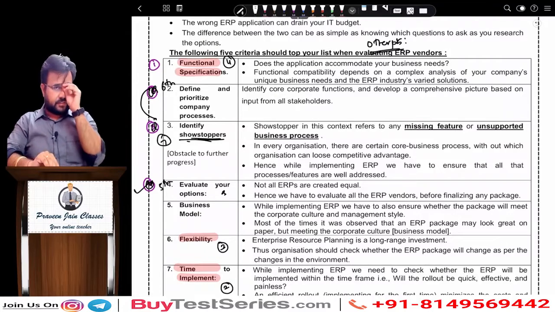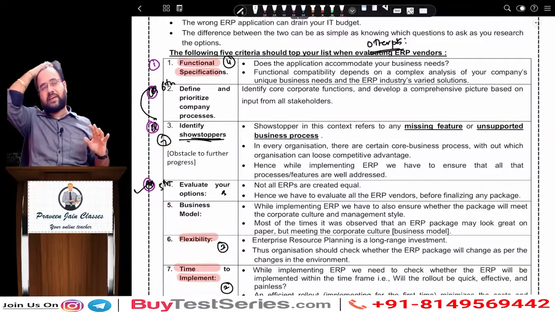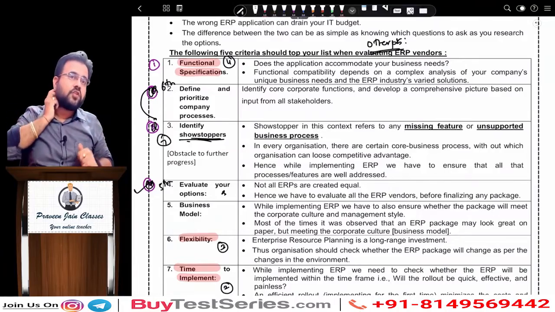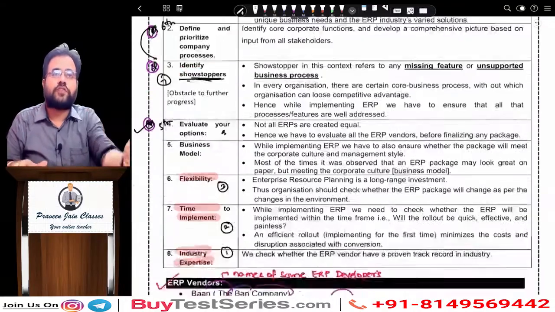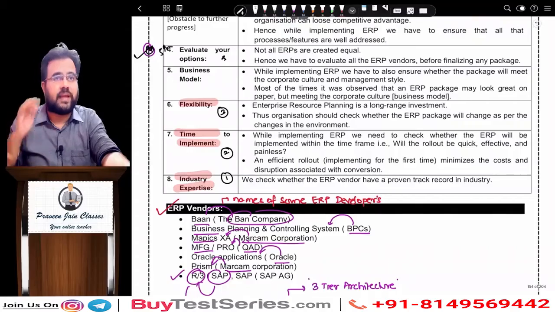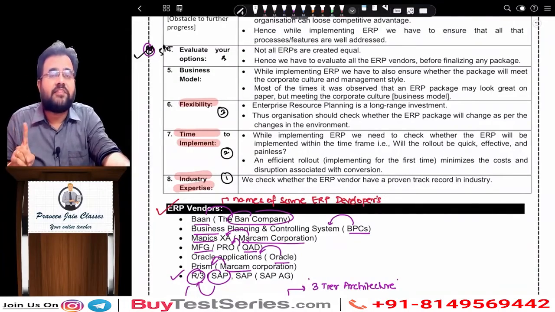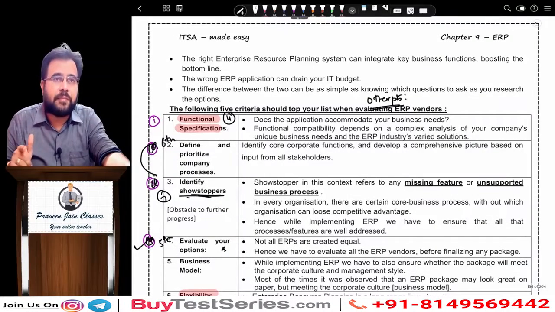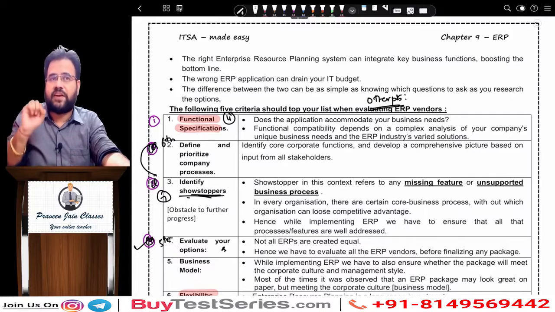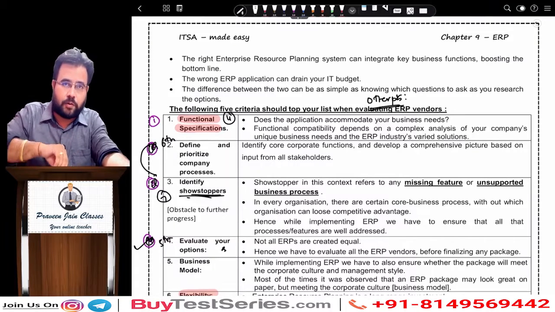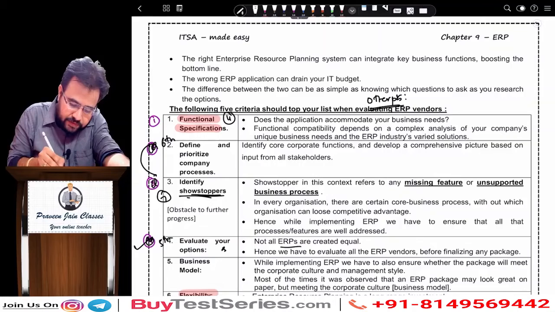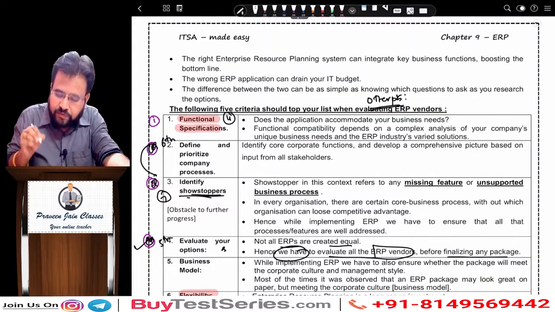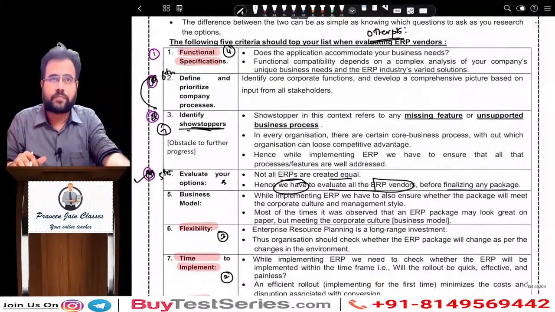Again, see, the first 4 points are very simple. Various vendors are there. Now we have to select the best vendor. So what things should I see, sir? I should see experience, how much time he will take for implementation, whether he will be ready to change according to the changes in the environment or not, whether he will meet my functional requirement of business. That is 4 points over, sir. Various vendors are there. I have to evaluate your options, sir. So not all ERPs are created equal. Hence, we have to evaluate all the ERP vendors before finalizing any package, sir.